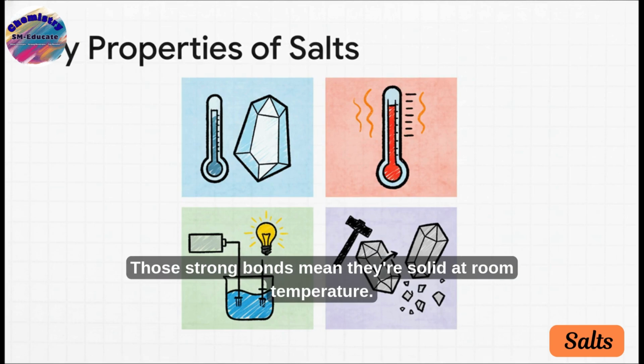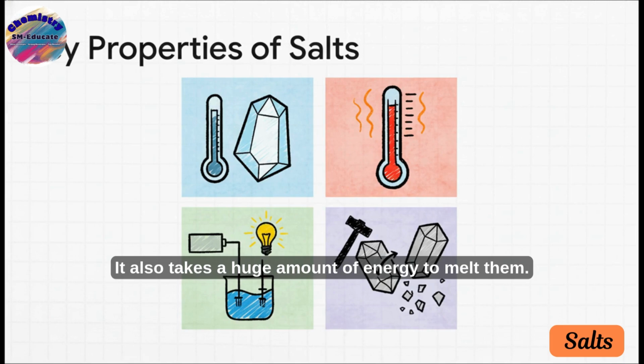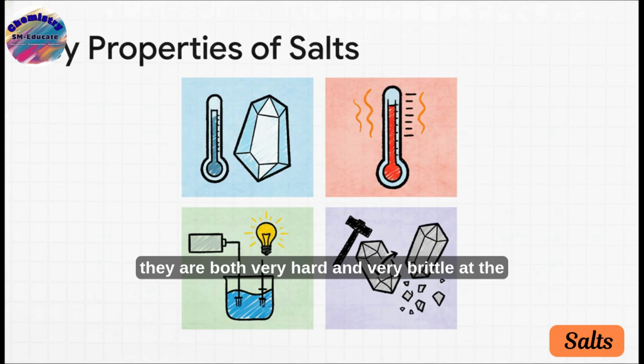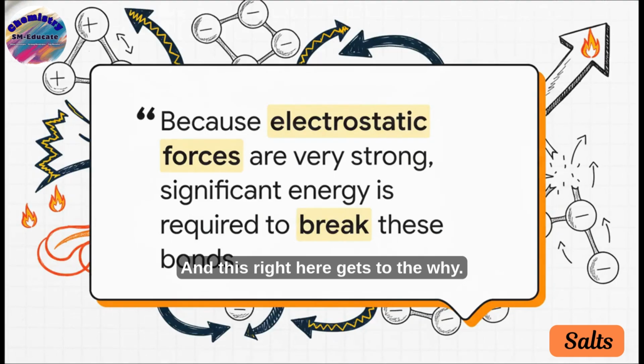Those strong bonds mean they're solid at room temperature. It also takes a huge amount of energy to melt them. They're also kind of picky about when they conduct electricity. And, fascinatingly, they are both very hard and very brittle at the exact same time. Let's break those down.